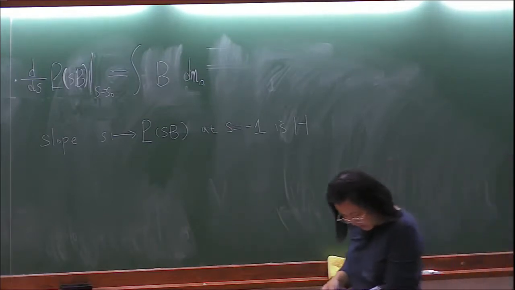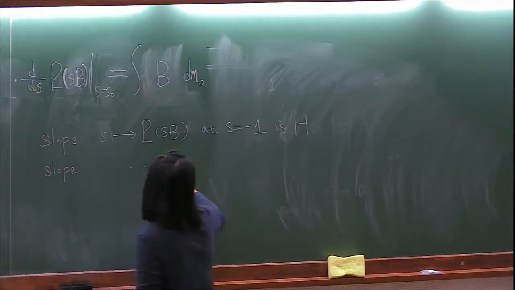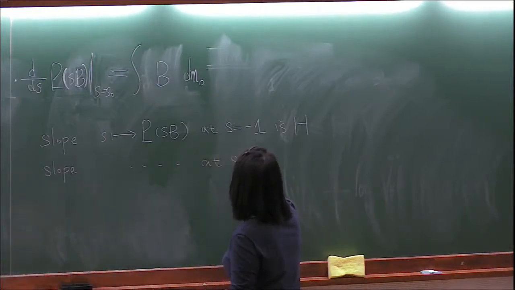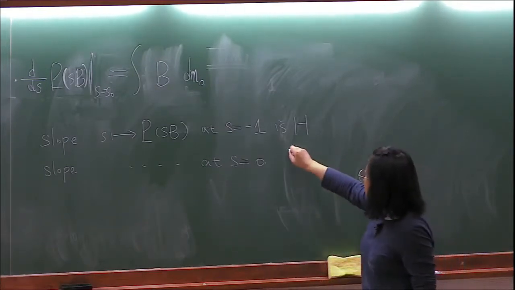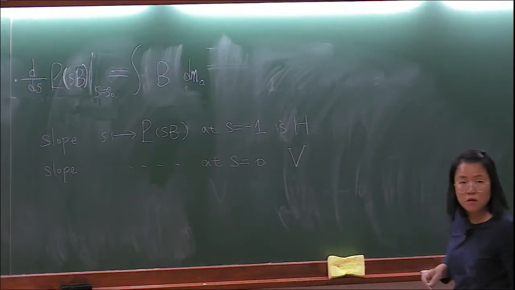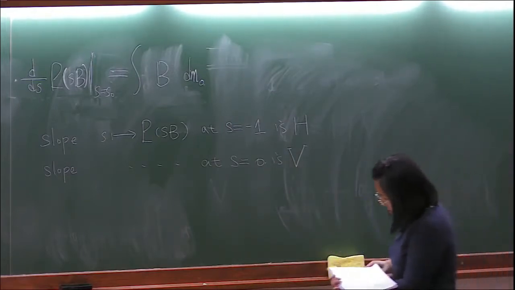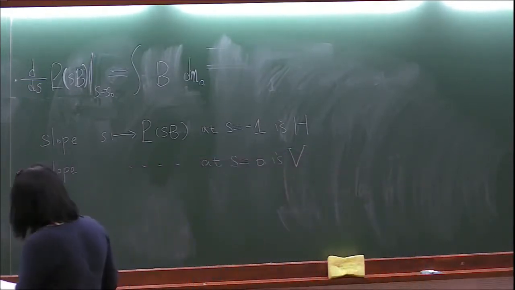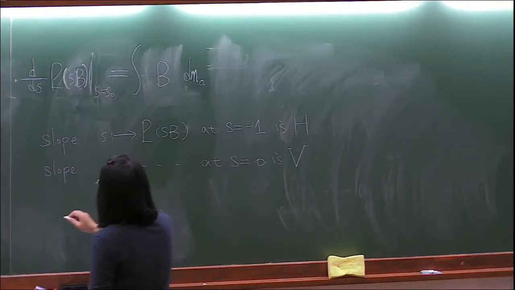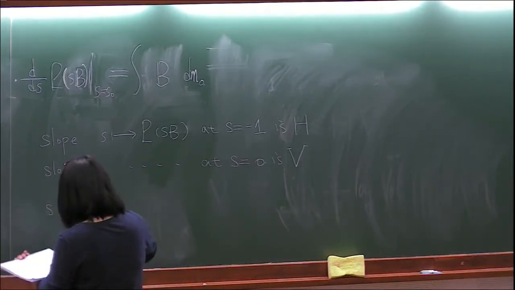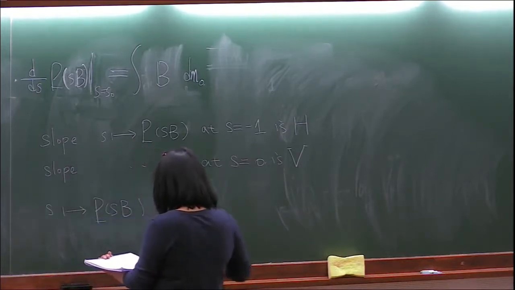Okay, so this is the first point. And then the slope of this one at s equals 0 is just the topological entropy. Okay? So we are in the setting where b is a Hölder continuous function on Sigma_m, and in this setting actually you can show that this s goes to P of sb is real analytic.